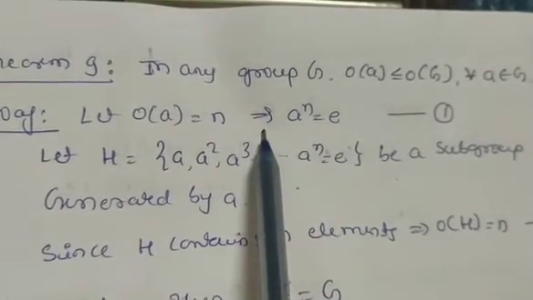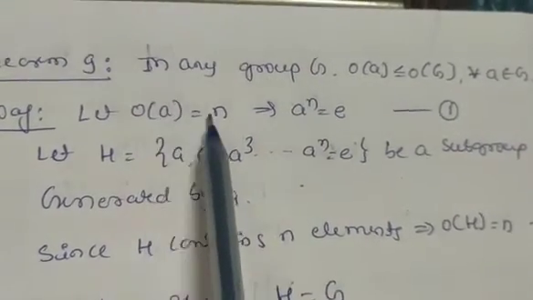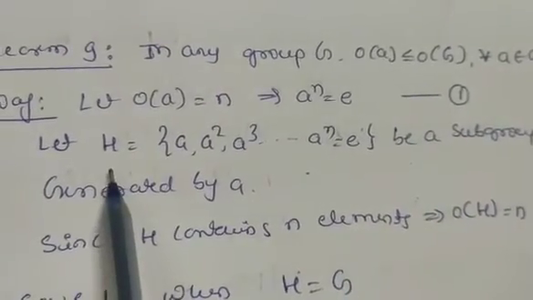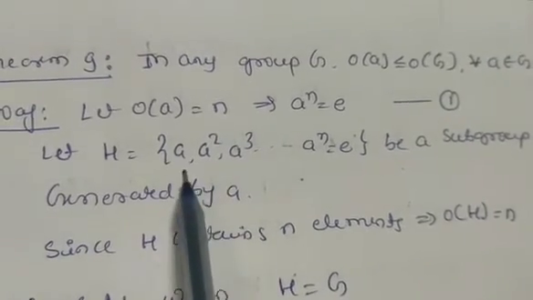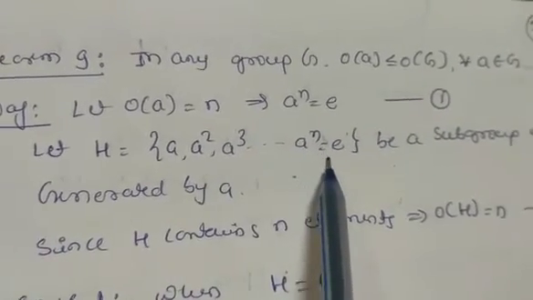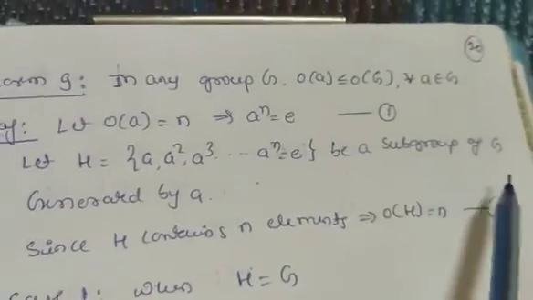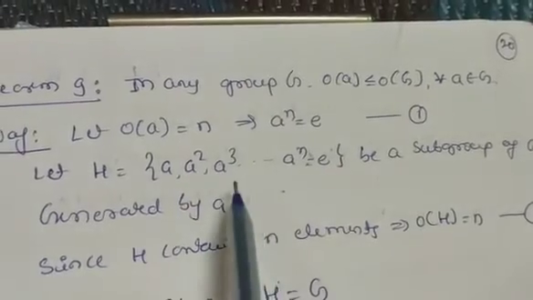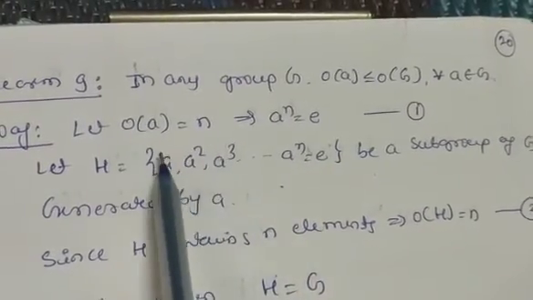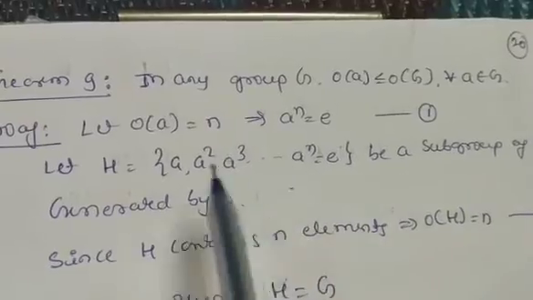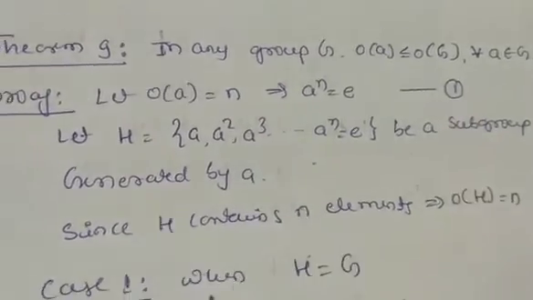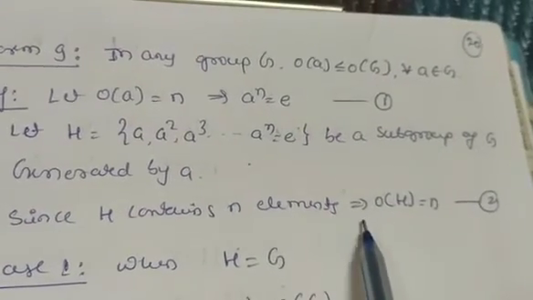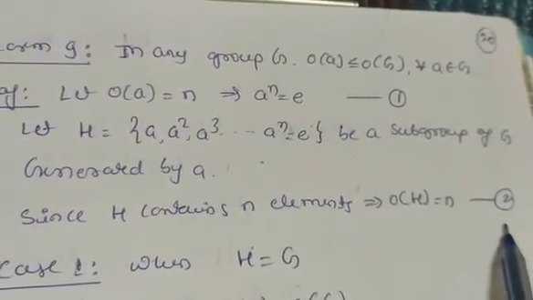And this implies, applying the definition of order of an element, that A raised to n is equal to E. Take this as equation number 1. Let us take some set H equal to a square, a cube, etc., up to a raised to n, which is equal to E, be a subgroup of group G generated by the element A. A group generated by an element A means all the elements of this group are in terms of multiples of A only. Since H contains n elements, the order of H is equal to n. Take this one as equation number 2.